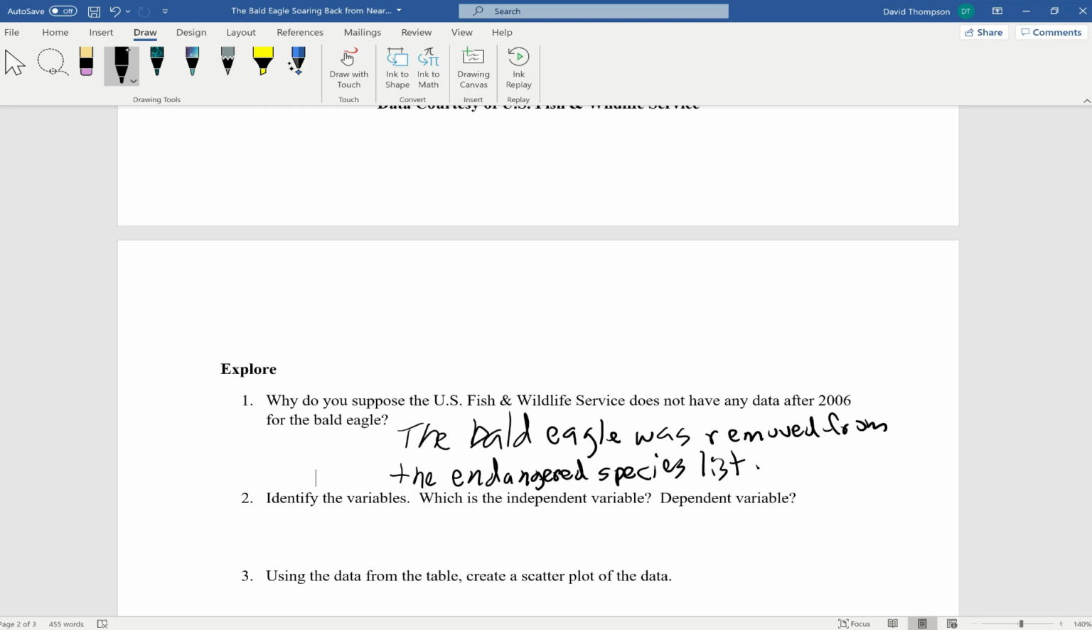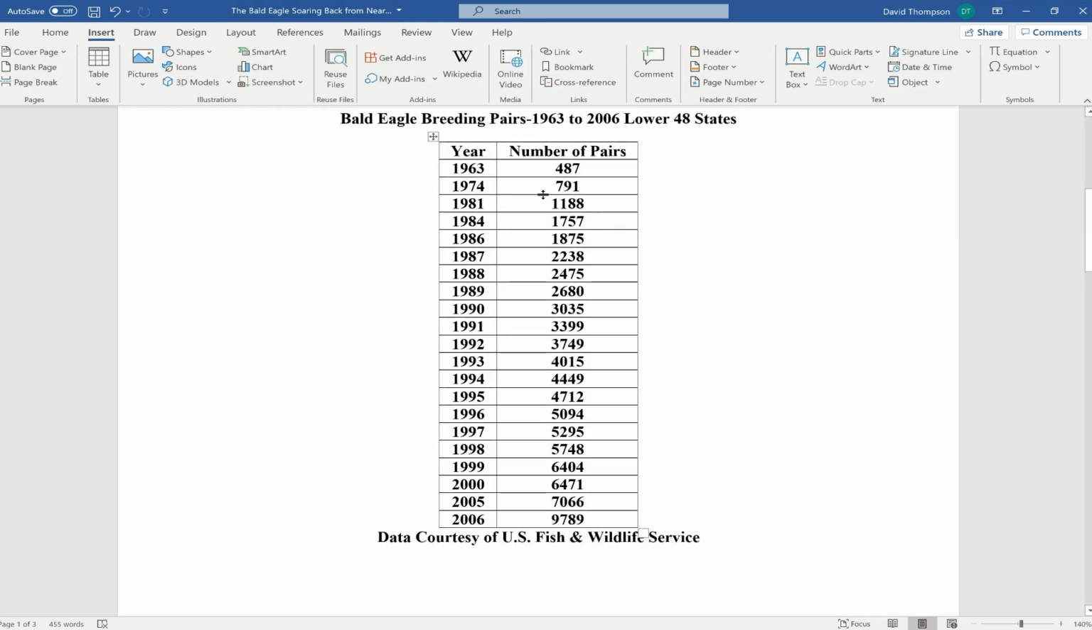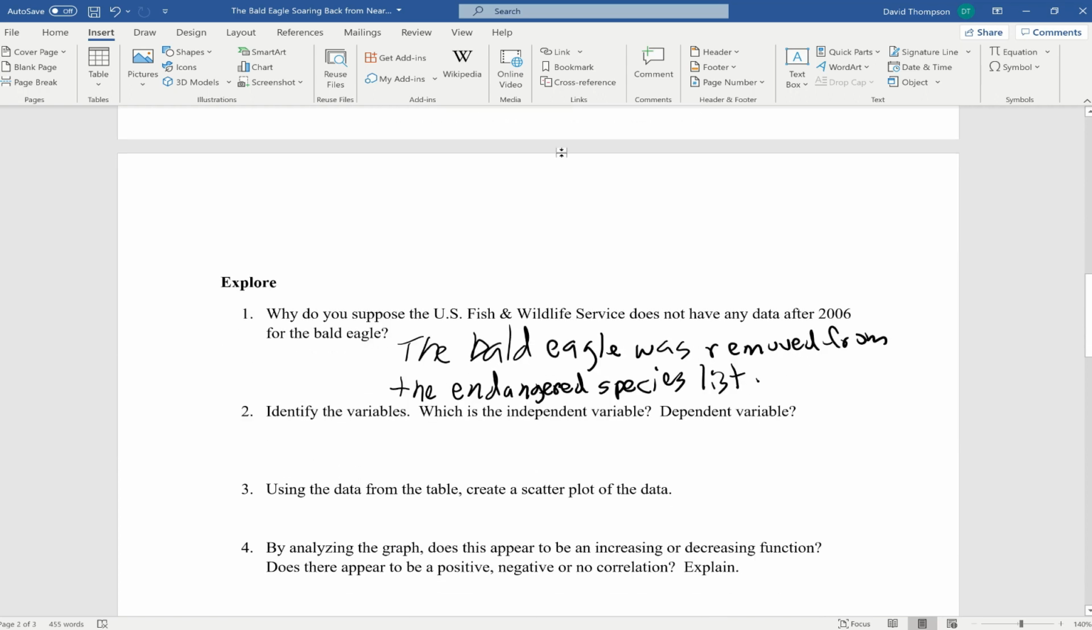Identify the variables, which is the independent variable, which one's the dependent variable. So if we look at our table, we can see that we have years and number of pairs. So our year will be our independent variable, and our number of nesting pairs will be our dependent variable.